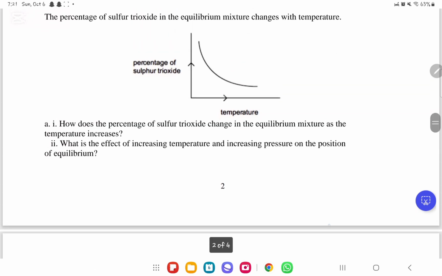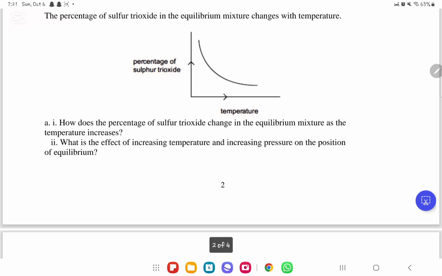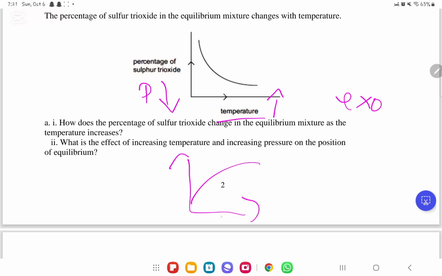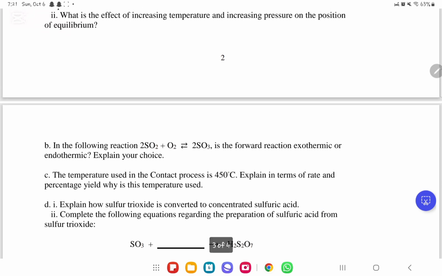We said, by looking at the graph, as the temperature increases, the percentage of sulfur trioxide decreases. So if you have the temperature increasing and the products decrease, it is exothermic. But if you have a graph like this, with the temperature here and the product here, if the temperature is increasing and the product is increasing, it is endothermic. So here the temperature is increasing and the product is decreasing, so we say it is an exothermic reaction.